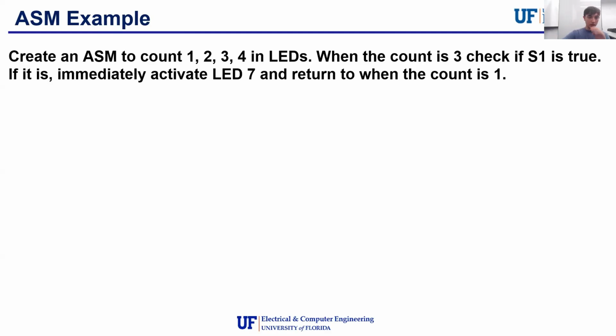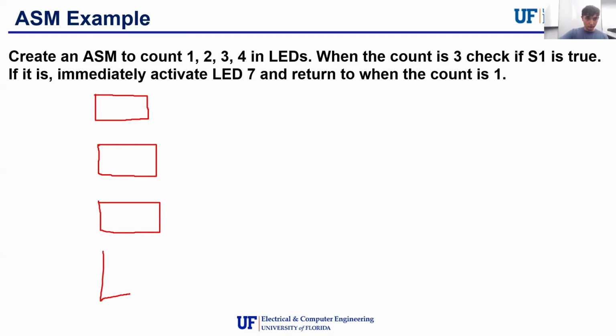Okay, so create an ASM to count 1, 2, 3, 4 in LEDs. I said to use LEDs because it may get confusing with the count bits. So we're going to have a box here. I'm just going to block it out. So 4 LEDs, so we'll have 4 boxes. I have 4 boxes that represent the count. Uh-oh. Undo, erase, erase.